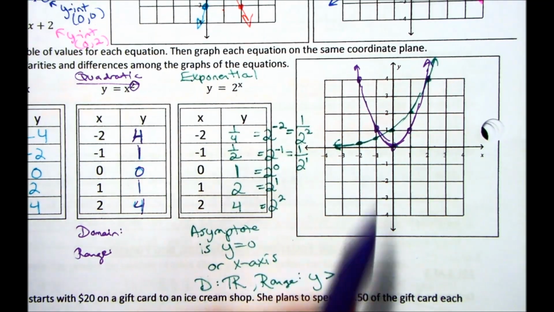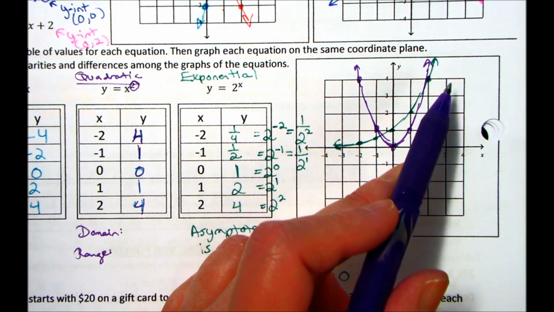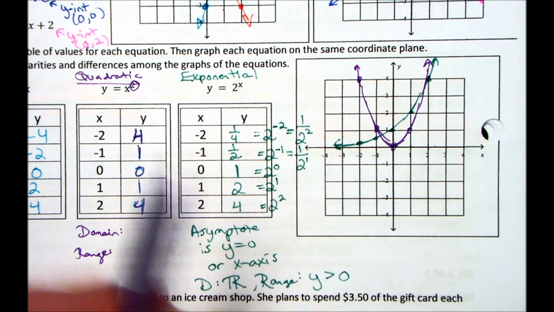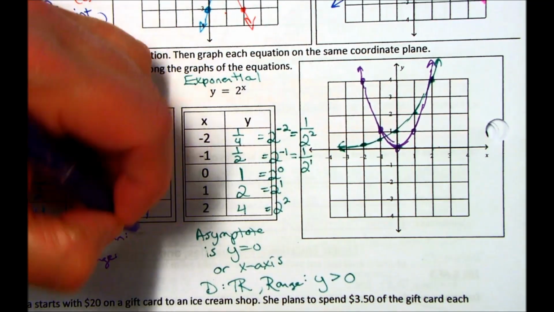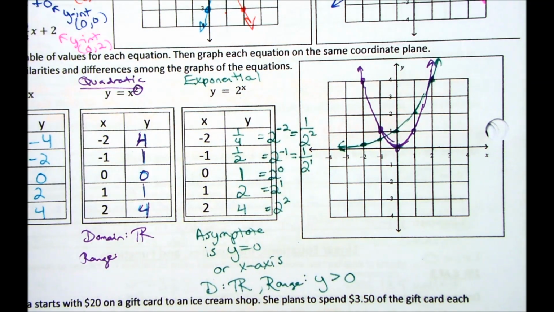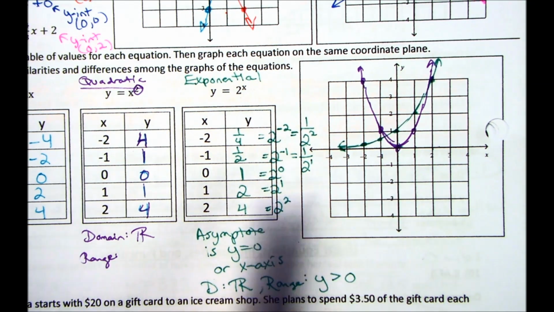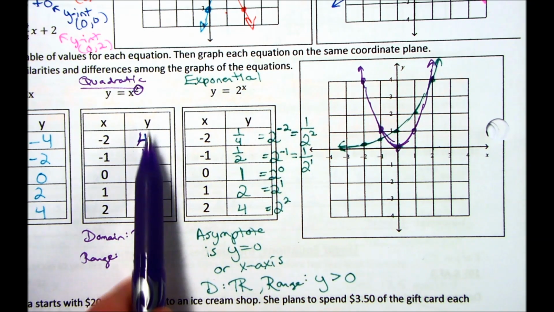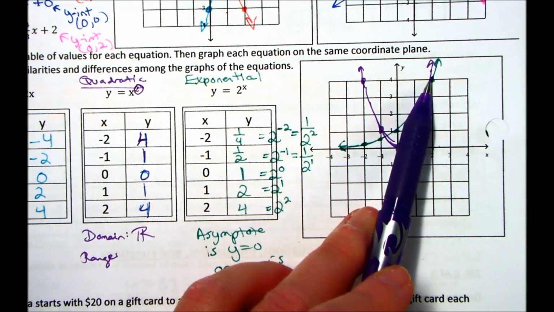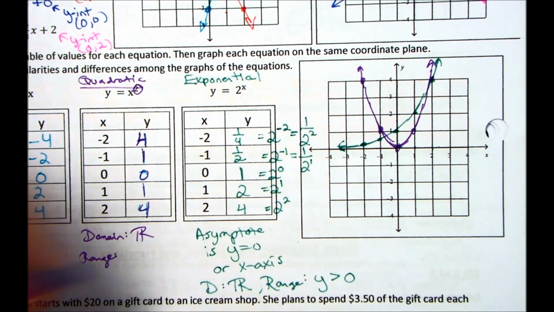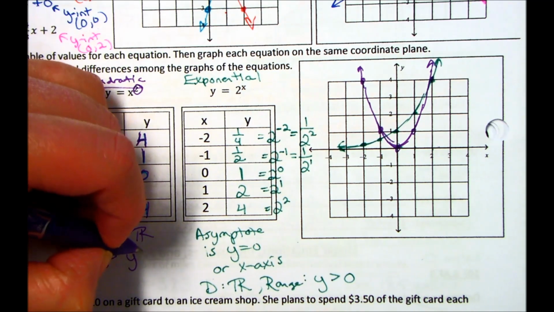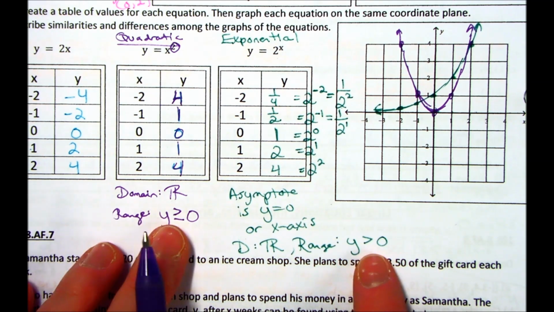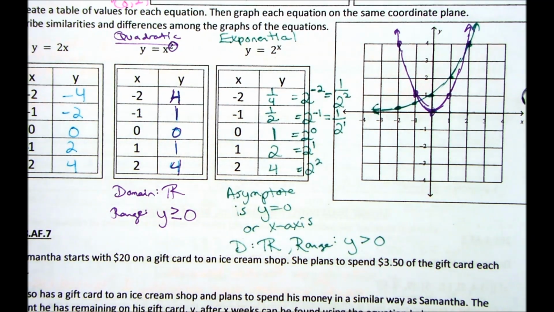So as far as domain and range, it does continue to go left and right forever and ever. You can plug in any negative number, positive number, or 0 for x, so your input value can be any number, so all real numbers. As far as the range goes, your lowest y value is 0, but all the other y values are going to be above 0. So your range for this one would be y is greater than or equal to 0, where the last one was just y greater than 0. So they're kind of similar, but a little bit different.